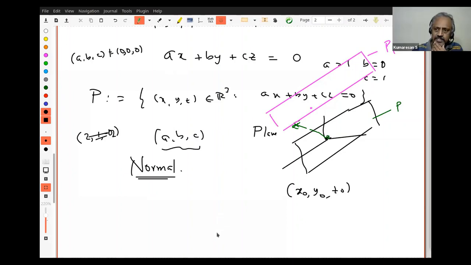So first, let us go slow. Unfortunately, coordinate geometry in two dimensions and three dimensions has become algebraic manipulation. The geometry is taken, okay, by the last bench in the classroom.